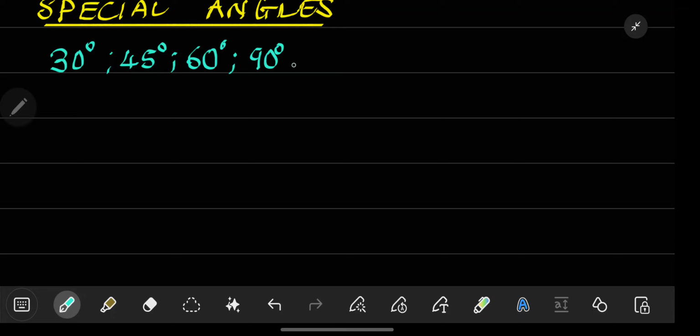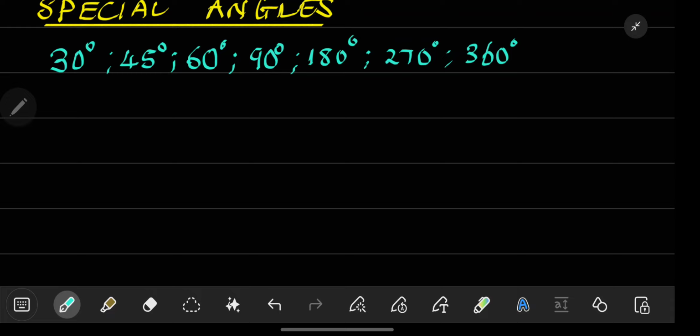270, 360. Why did we jump 180? 180 degrees, 270 degrees, and 360 degrees. Okay, these are the special angles that we are going to focus on.